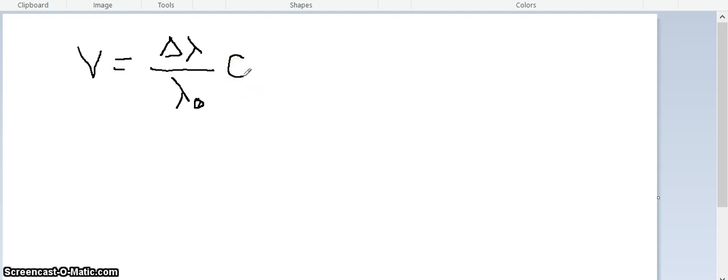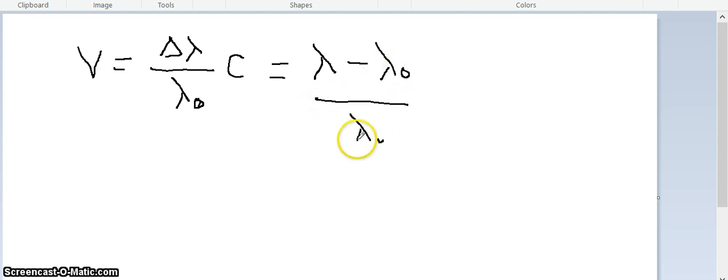Let me write all this out. So this is equal to lambda, which is the moving wavelength, minus the wavelength in the laboratory, divided by the wavelength in the laboratory, and then multiplied by the speed of light.